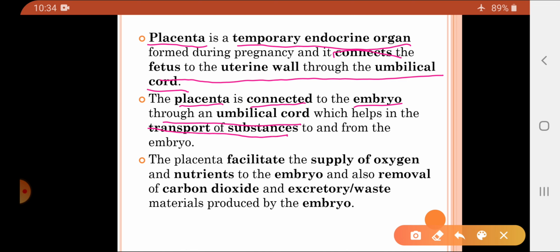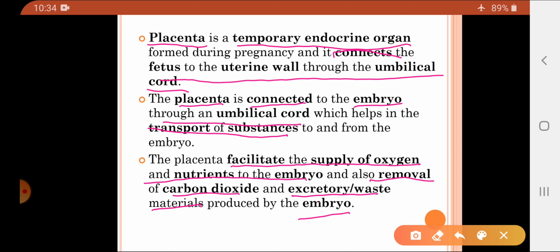It helps in the transportation of substances to and from the embryo. So basically this placenta facilitates the supply of oxygen and nutrients to the embryo. So whatever nutrients are required by the developing embryo are transferred from mother to the embryo through the placenta, as well as whatever waste materials like carbon dioxide and excretory materials are produced by the embryo, they are also transported through the placenta to the mother's body, and then the mother's body will remove this waste material.